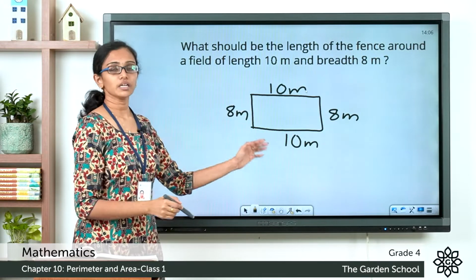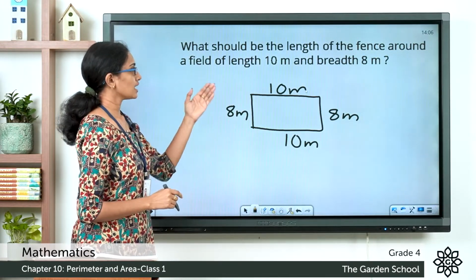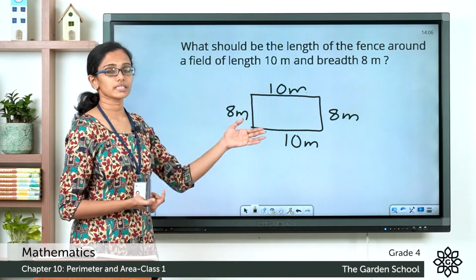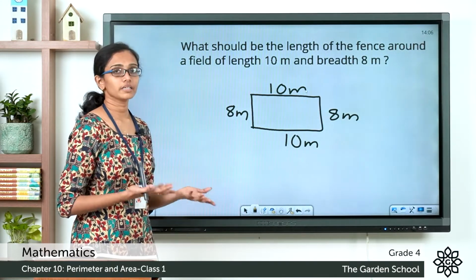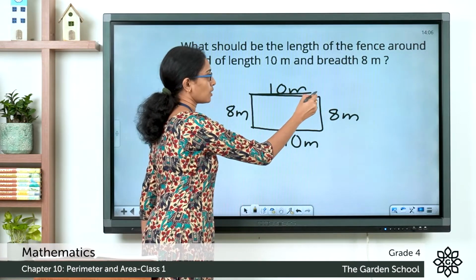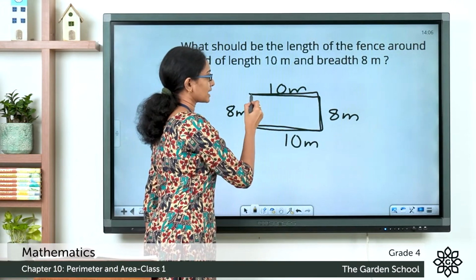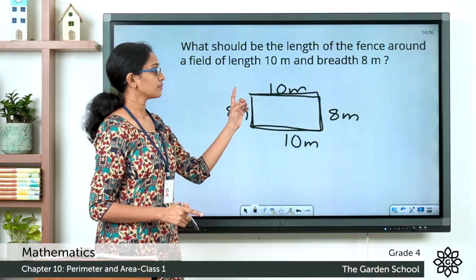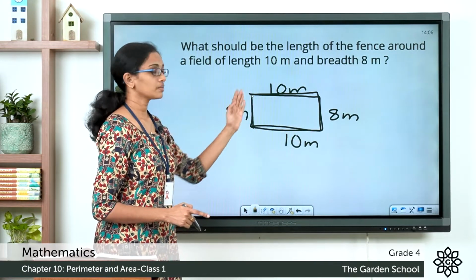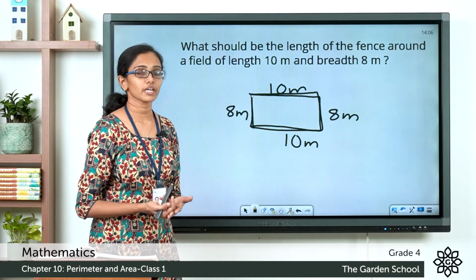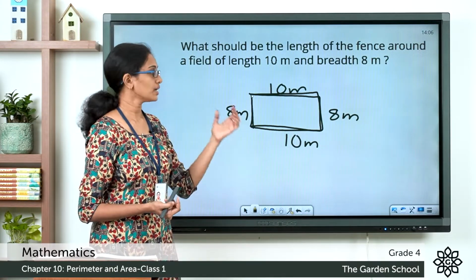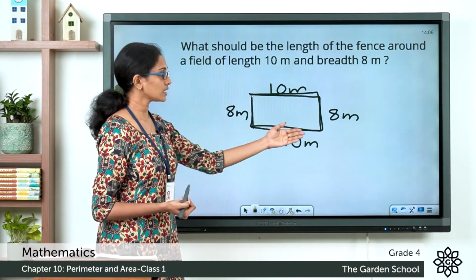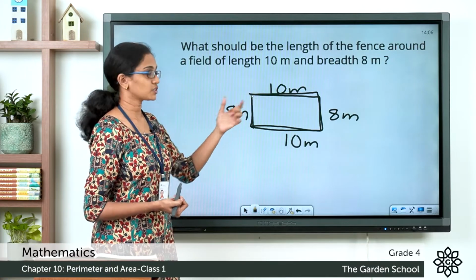So here we have the field, and we are asked to find the length of the fence around a field of these dimensions. Where do we build the fence? Along the boundary. So to find the length of the fence, we have to find the perimeter, which is the length of the boundary. How do we find the perimeter? By definition, perimeter is the sum of the lengths of all the sides, and here we have the lengths of all the sides as given in the question.